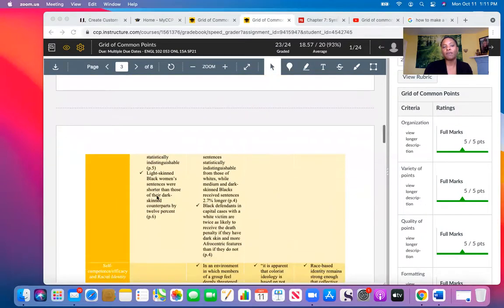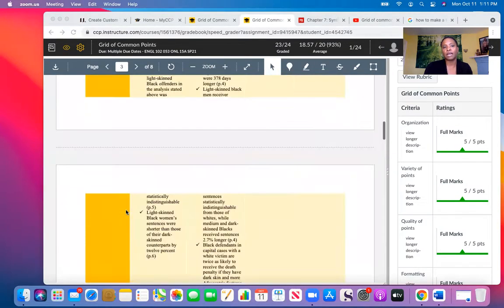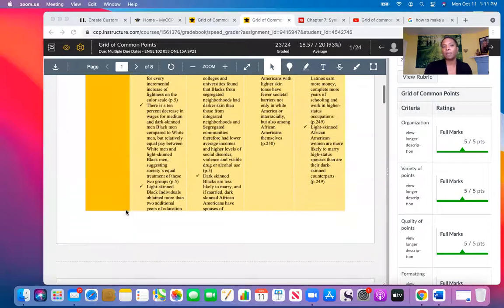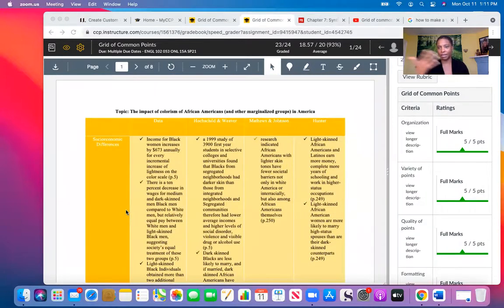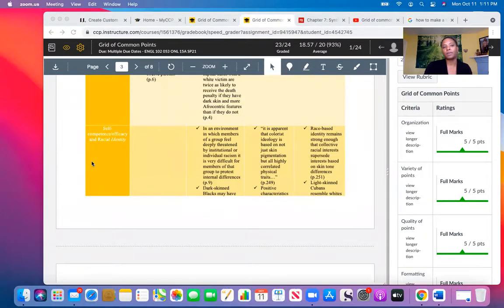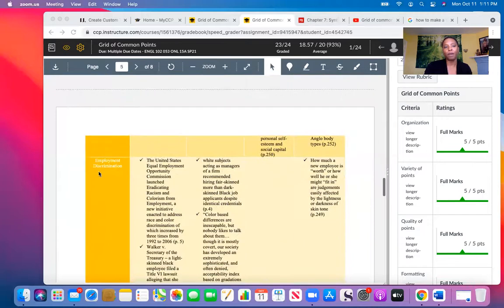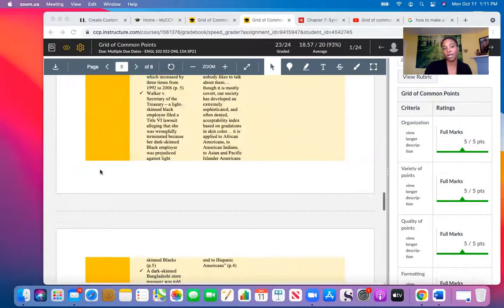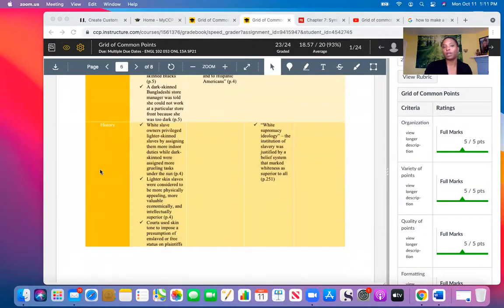So she has 5 authors that she's looking at, and she breaks it down into about 6 main ideas that she sees keep popping up in her research: socioeconomic differences, criminal justice, self-competency, employment and discrimination, and then the overall history.